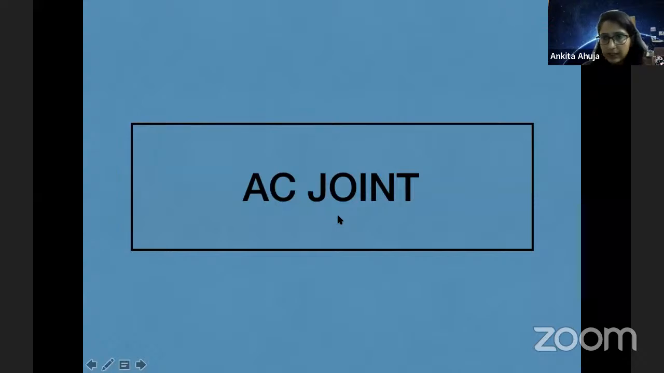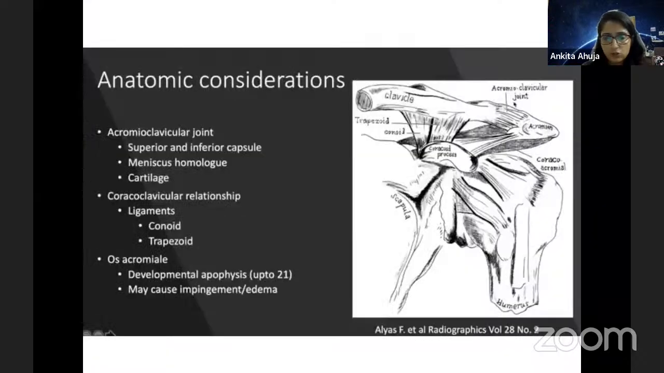Now let's move on to the next section, which is acromioclavicular joint. First, let's have a quick look at the anatomy. This is your clavicle and this is acromion, which together form the acromioclavicular joint, which is lined by superior and inferior capsule, the thickening of which is itself called the superior and inferior acromioclavicular ligaments. Then there is articular cartilage, which lines the joint.